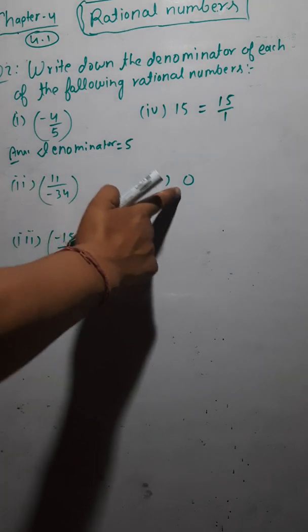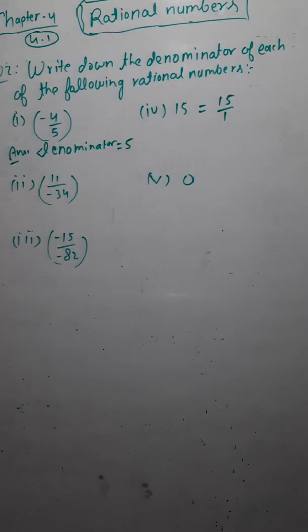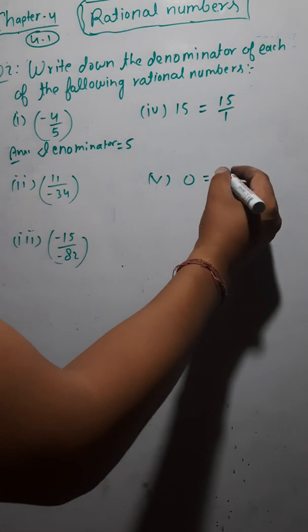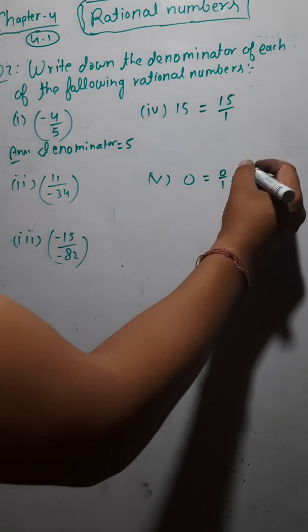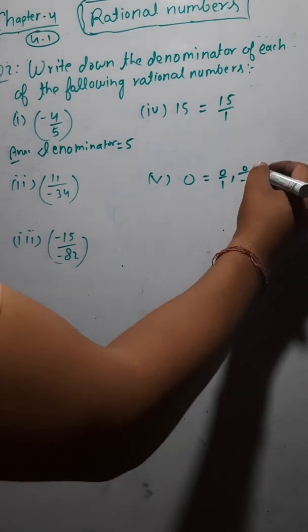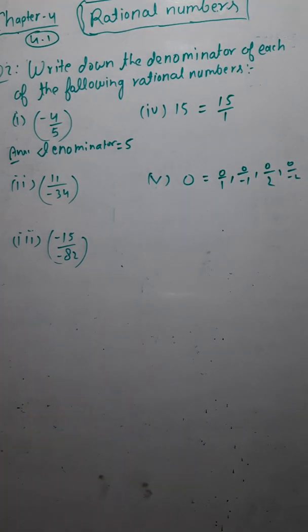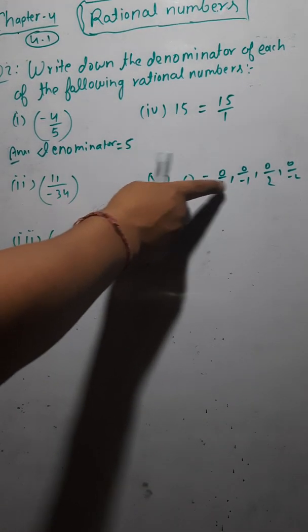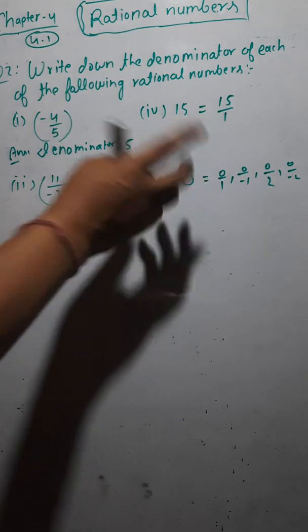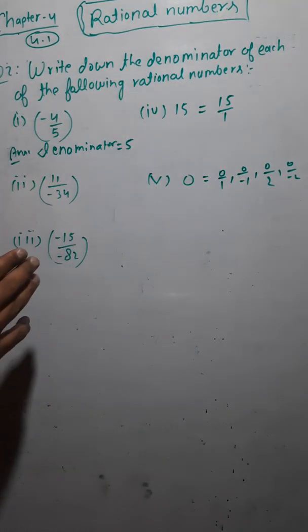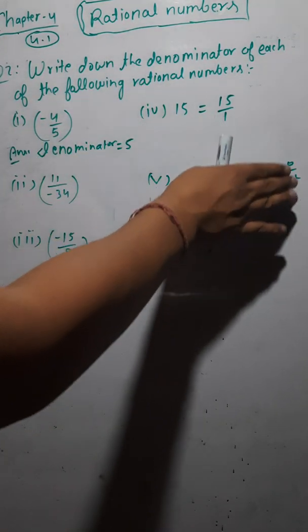Okay. Now can you tell me what is the denominator here? 0. 0 you can write as 0 by 1 also. You can write it as 0 by minus 1 also. You can write it as 0 by 2 also. You can write it as 0 by minus 2 also. Yes or not? Means whatever you are writing downside, it would become 0. 0 by 1 is also 0. 0 by minus 1 is also 0. 0 by 2 is also 0. 0 by minus 2 is also 0.